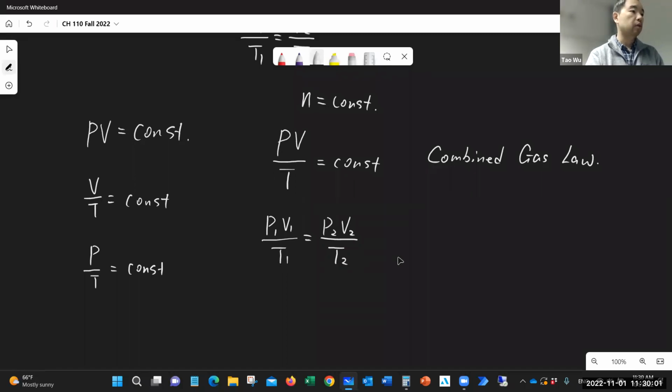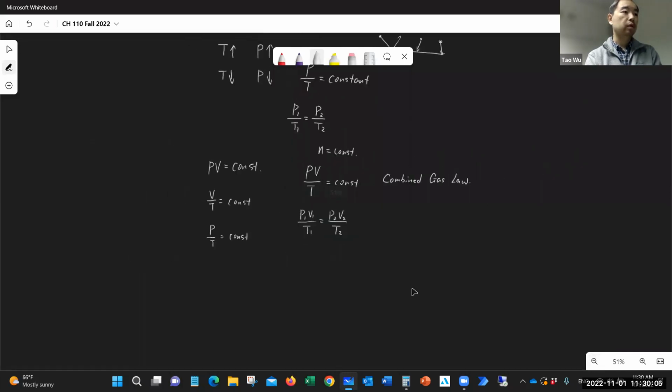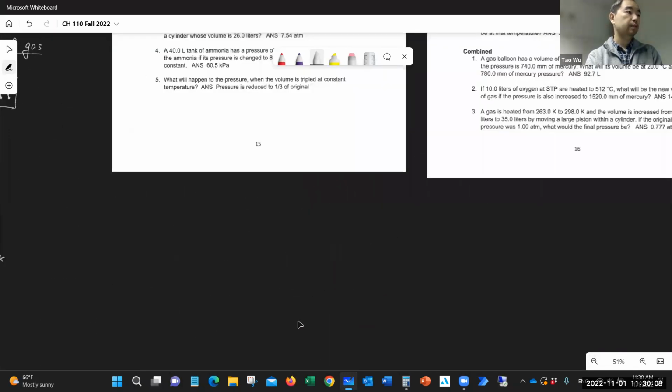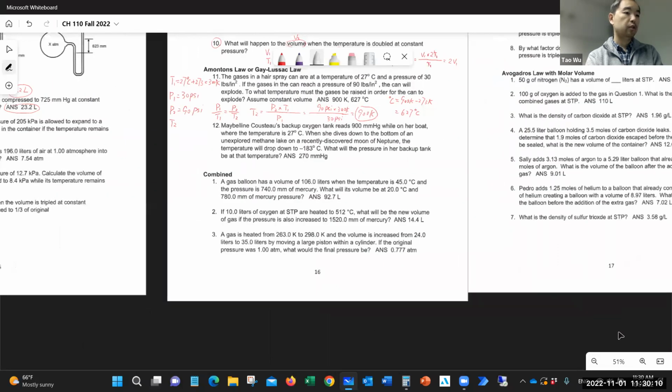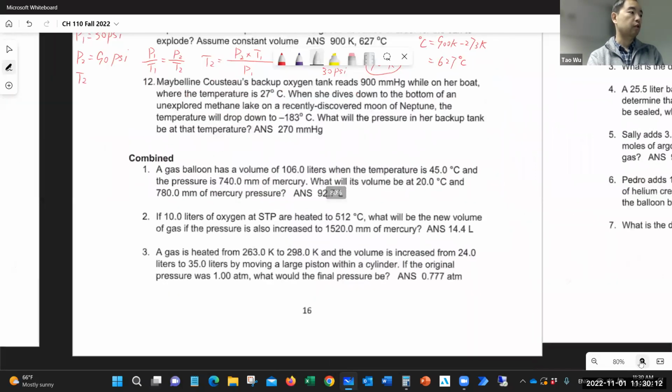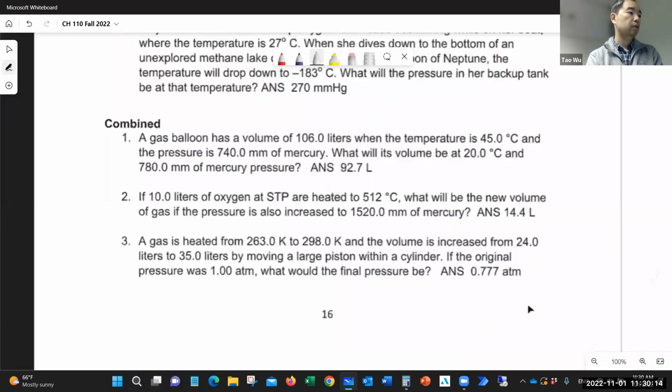So this is called the combined gas law, and we can do one of the examples also in our study guide. So let's look at the first question, first question on page 17.